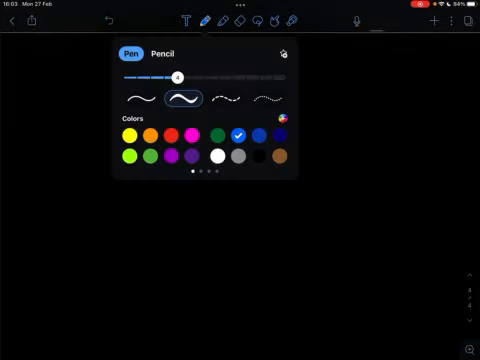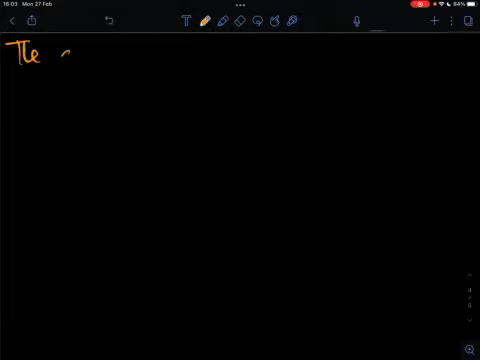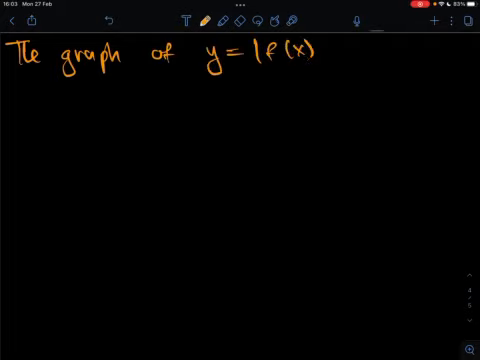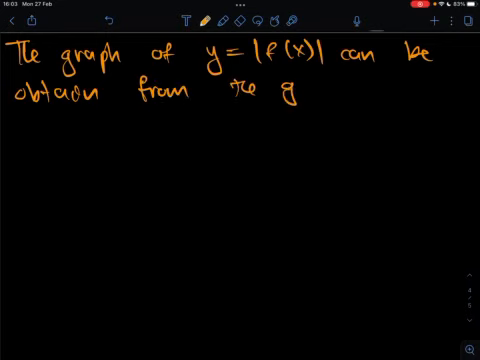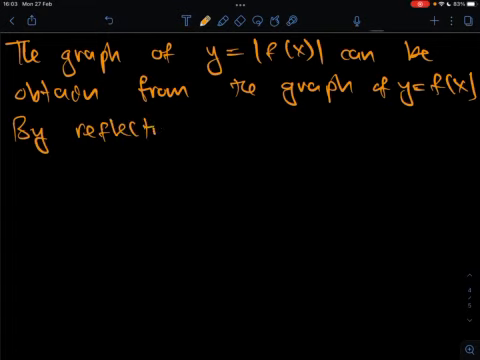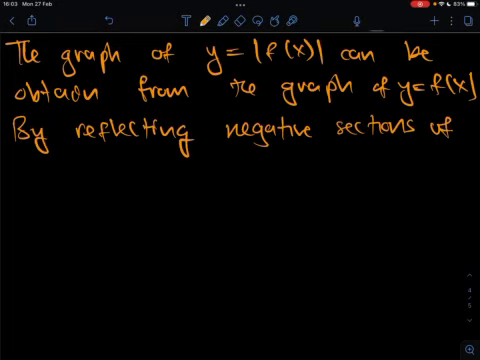You see, so the graph of y equals absolute value of f of x can be obtained from the graph of y equals f of x by reflecting negative sections of y equals f of x about the x-axis.